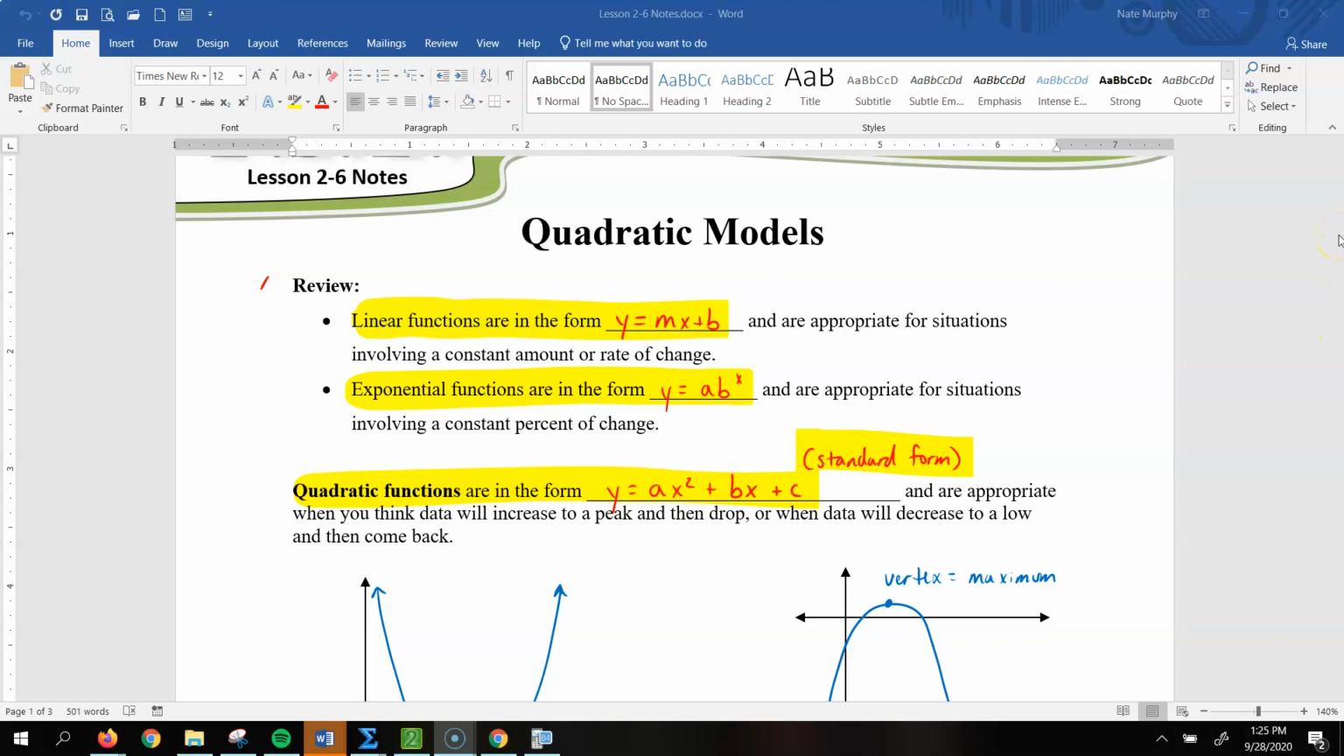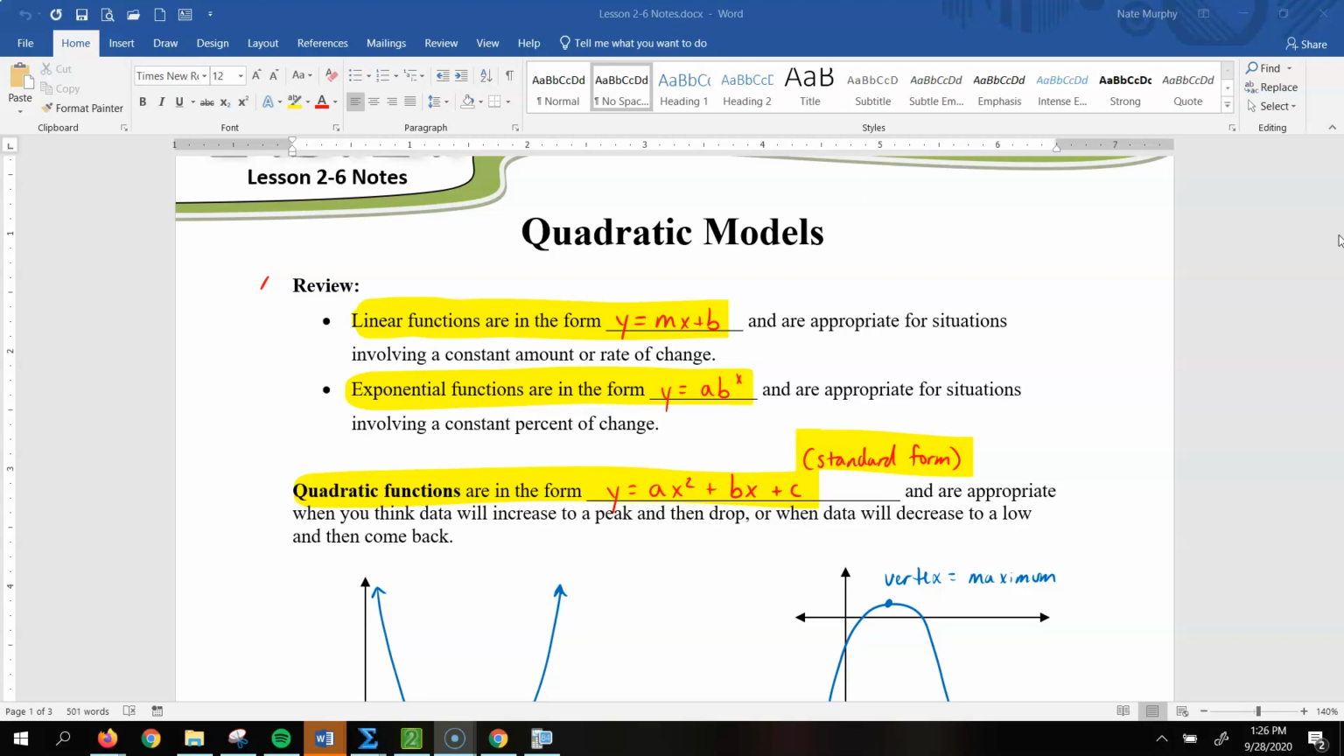Alright, in this video we're going to look at lesson 2.6, and this one's going to focus all about quadratic models. Now let's just review what we've done in the last couple of sections. We've learned about linear functions, we know are in the form y equals mx plus b, and recently we learned about exponential functions, remember, in the form a times b to the x power.